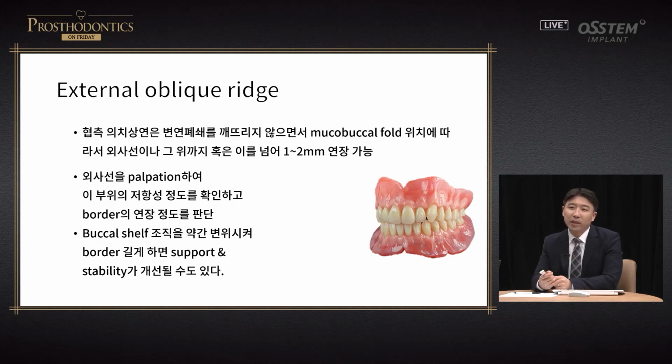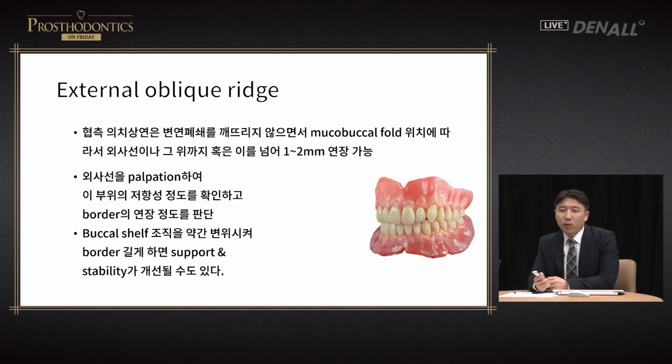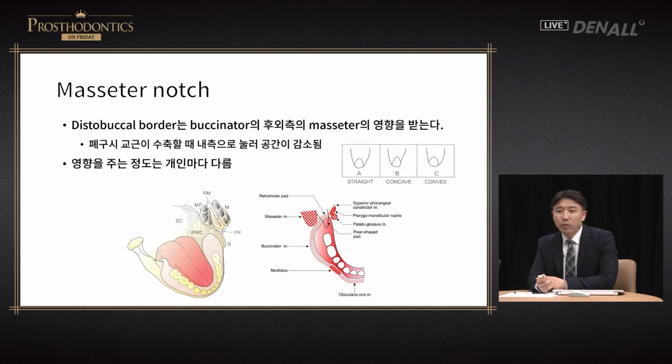It is not a muscle that interferes with the denture. Even if you make the denture 1 or 2 millimeters longer than the oblique ridge, it does not interfere with the denture. Buccal shelf, we can see it visually and you can see the border. In this case, it's okay if it becomes extended a bit. It does not interfere or dislodge the denture. You need to check the buccal shelf and extend it as much as possible.